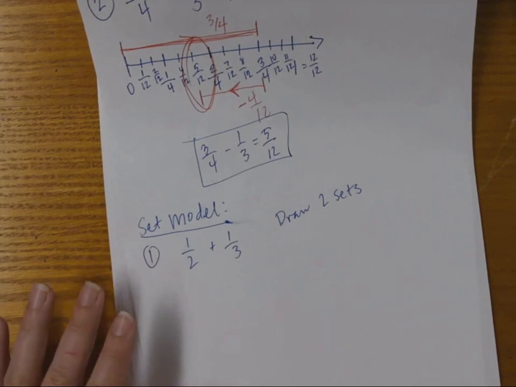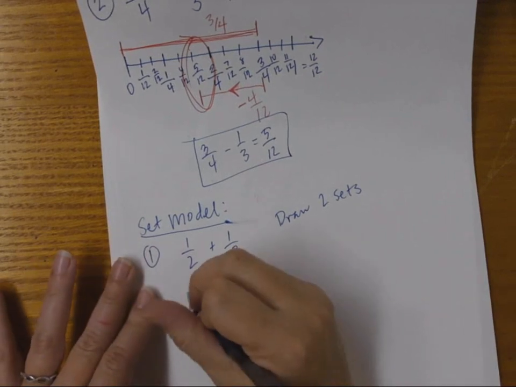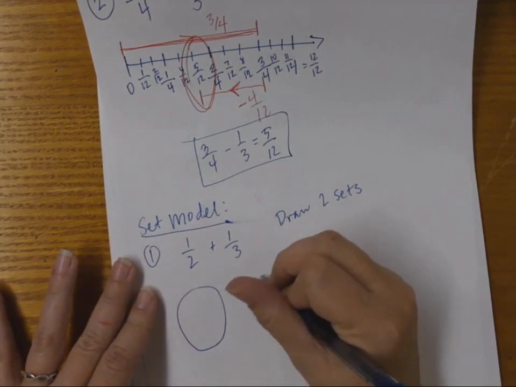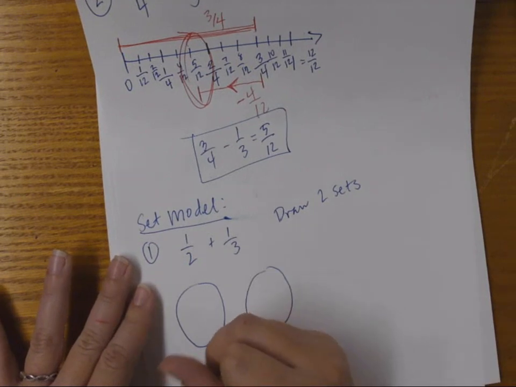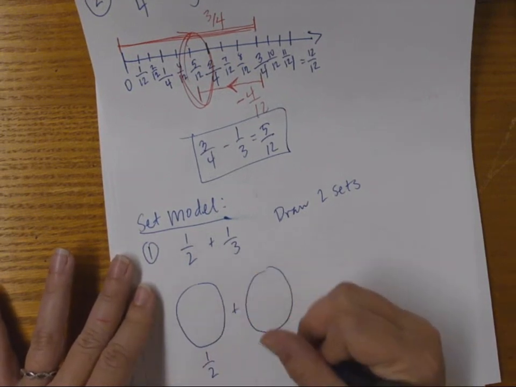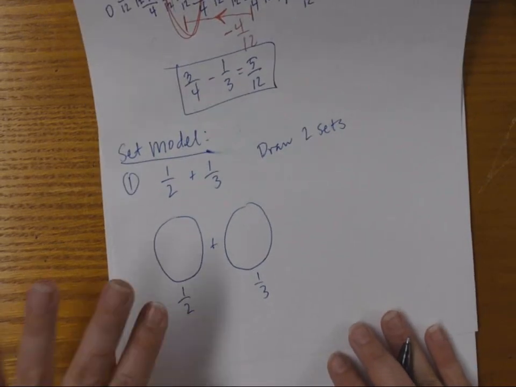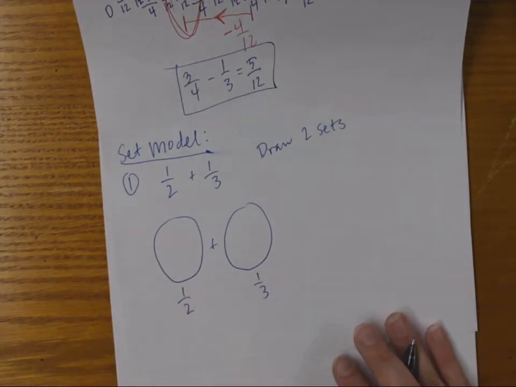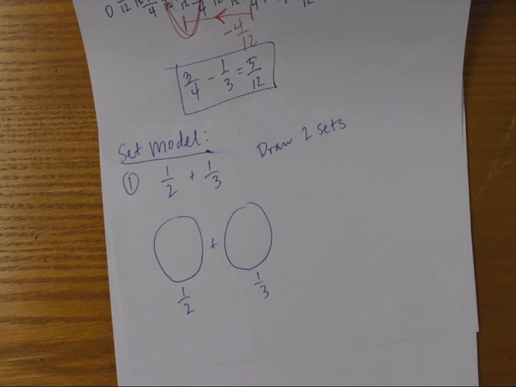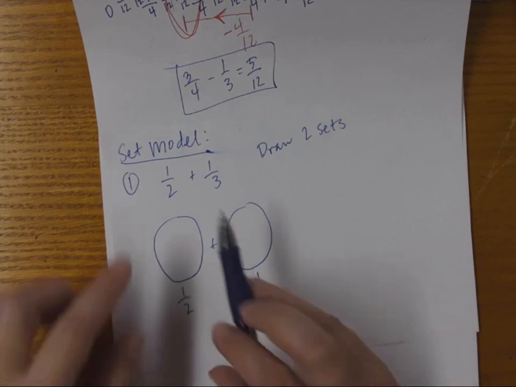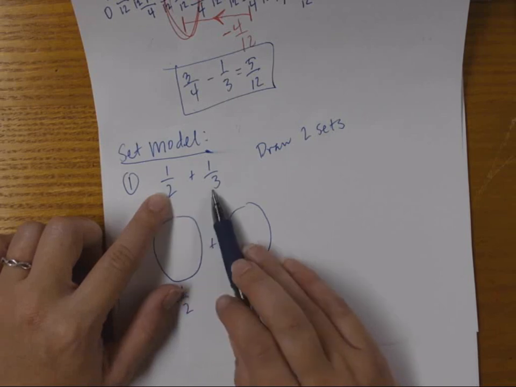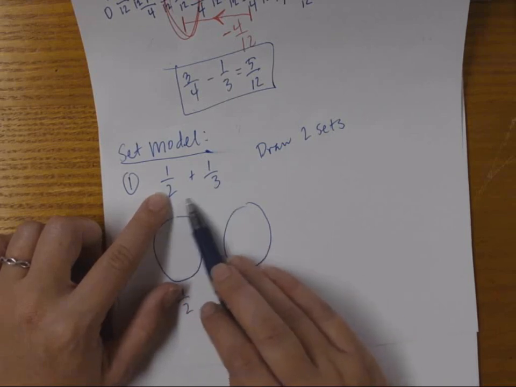If I'm going to draw 2 sets, I'm going to put a circle here for set 1 and a circle here for set 2. This one's going to be 1/2. This one's going to be 1/3. So I need to show half of a set here, and a third of a set here. The way to figure out how many dots need to go in your set is that it needs to be able to split into halves and thirds, so you would just do 2 times 3.